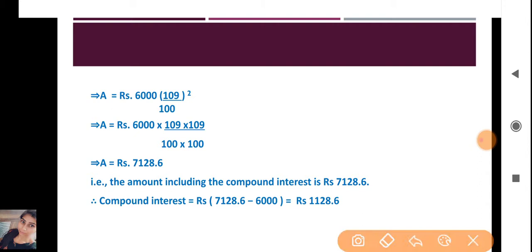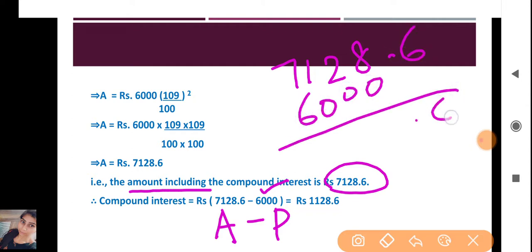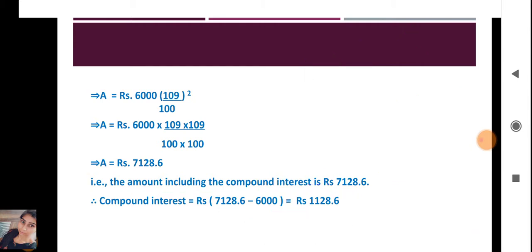But we need to find the compound interest too. So the amount is 7,128.6. Then the compound interest formula is amount minus principal. My amount is 7,128.6, and my principal is 6,000. So you subtract 6,000 from 7128.6, and we get 1128.6 rupees as the answer for the compound interest. So in this one we get two answers: this is for the amount and this is for the compound interest.